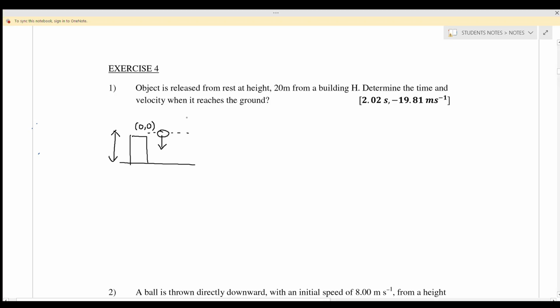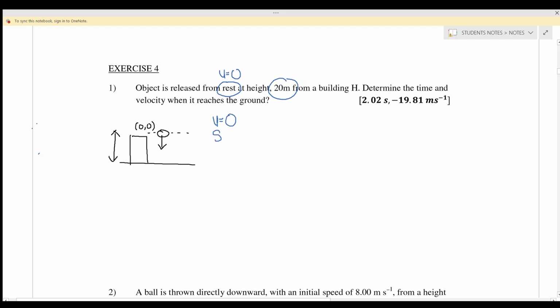Exercise 4, question number 1. An object is released from rest, so we know that u is equal to 0, at a height of 20 meters from the building, H. Determine the time and also the velocity when it reaches the ground. Again, you need to find out three pieces of information. The first is u equals 0, and then we also have s.